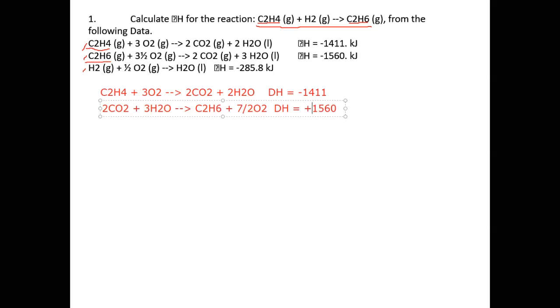Now if we go to the third equation, H2 is a reactant, and H2 is a reactant in the equation we want. So we don't have to flip the third equation. So we have H2 plus 1/2 O2 yields H2O. Delta H equals negative 285.8.